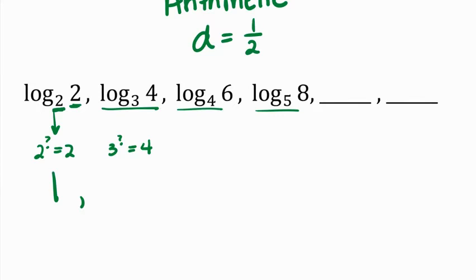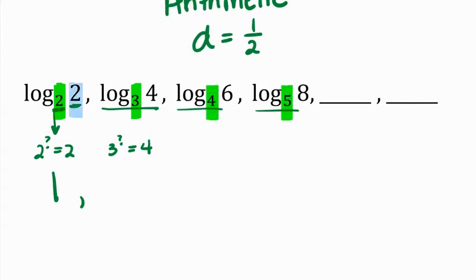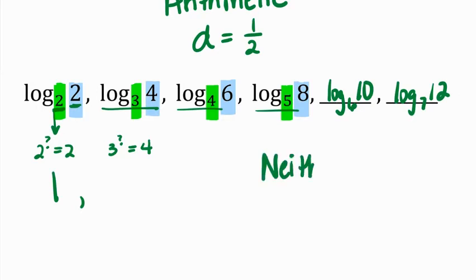What I do see a pattern is I see a base 2, a base 3, base 4, and base 5. So the bases are all increasing by 1 each time. And then this is a 2, a 4, a 6, and an 8. Those are all increasing by 2 each time. So to get our next two terms, we would do log, increase the base by 1, so base 6, increase the number by 2, so of 10. And then our last one, log base 7 of 12. So we've got a pattern there, but not arithmetic or geometric. So that one would be neither.